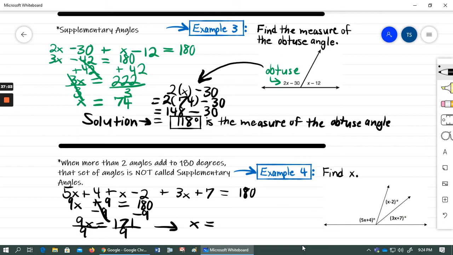I don't have a calculator on me, but I'm pretty sure that's going to have to be 19, because 9 times 20 gives us 180. And if we take away one of those sets of 9s, it's got to be 171. Like I said, I don't have a calculator on me, but I'm a mathematician, so I know that 9 times 19 has got to be 171. All right, so x equals 19. That is our solution, guys.